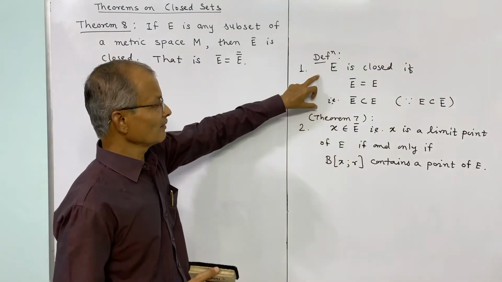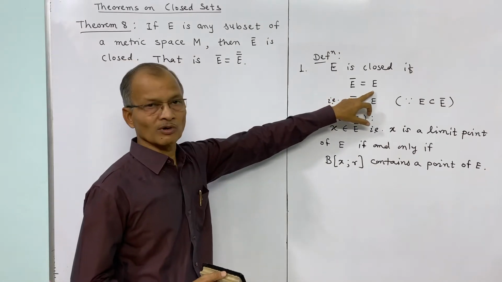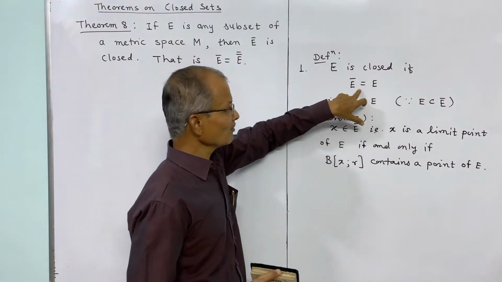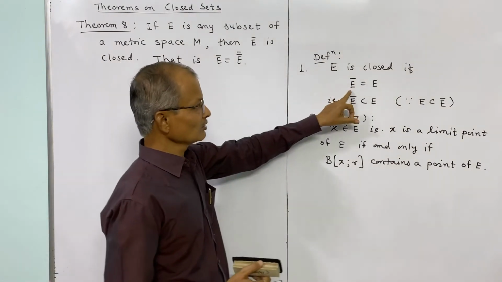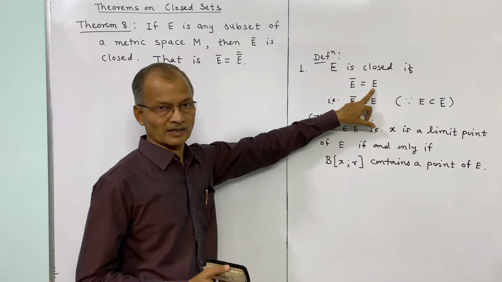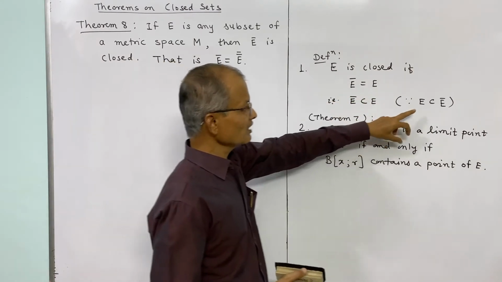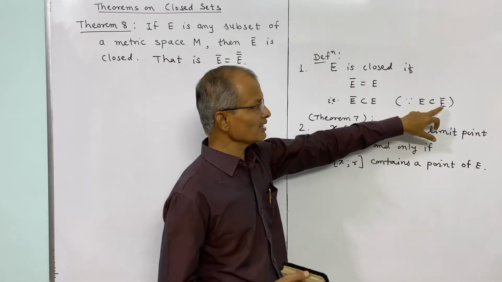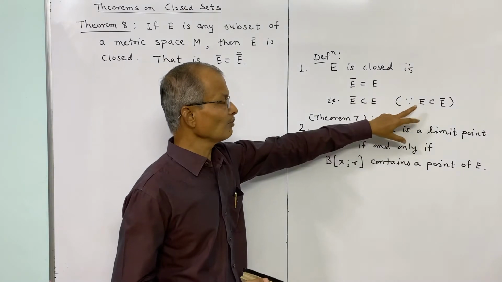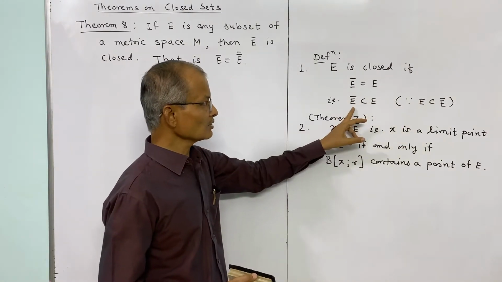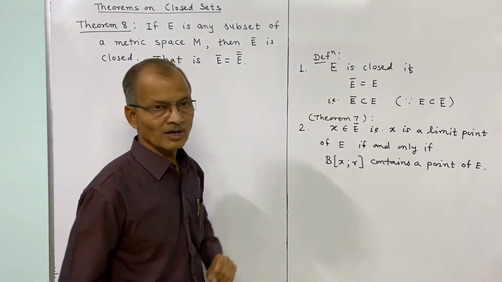The definition is: E is closed if closure of E is equal to E, and closure means the set of all limit points of E. If the closure of a set is the same as the set E, then the set E is closed. And we have seen earlier that E is always contained in closure of E. So to prove the equality, we have to prove the remaining part, that means closure of E is contained in E. Then these two will be equal. That is the definition of E is closed.